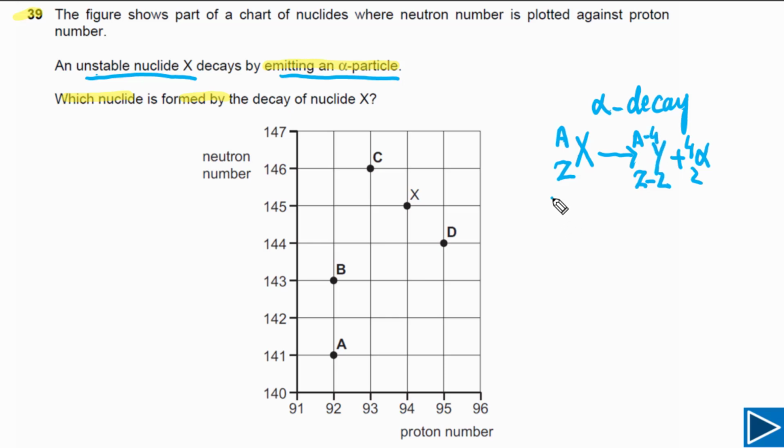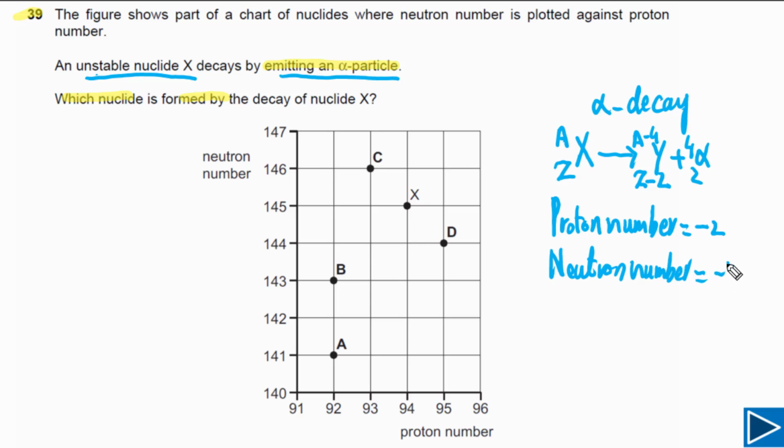Or we can simply say that in alpha decay, proton number decreases by 2. So we can write down proton number decreases by 2. You can say minus 2. And neutron number also decreases by 2. So we can write down neutron number also decreases by 2. So we can write down negative 2.